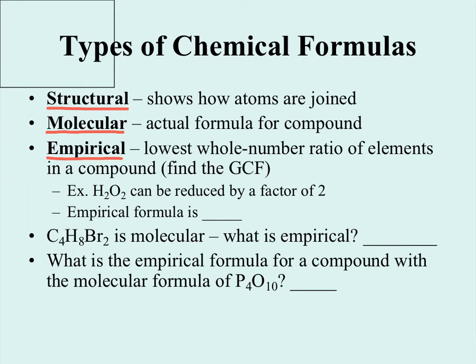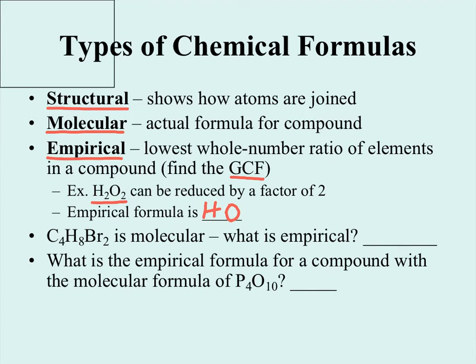The way that you would find an empirical formula is by finding the greatest common factor between all elements in that formula. The example here that I give you is the formula for hydrogen peroxide. Hydrogen peroxide's molecular formula, the actual formula for hydrogen peroxide, is H2O2. The greatest common factor between both subscripts in that formula is 2, so we can factor that out. Therefore, the empirical formula of hydrogen peroxide is HO, a 1-to-1 ratio of hydrogen to oxygen. Now, again, that's not the actual formula for peroxide, it's just the simplest ratio we can make out of its elements.